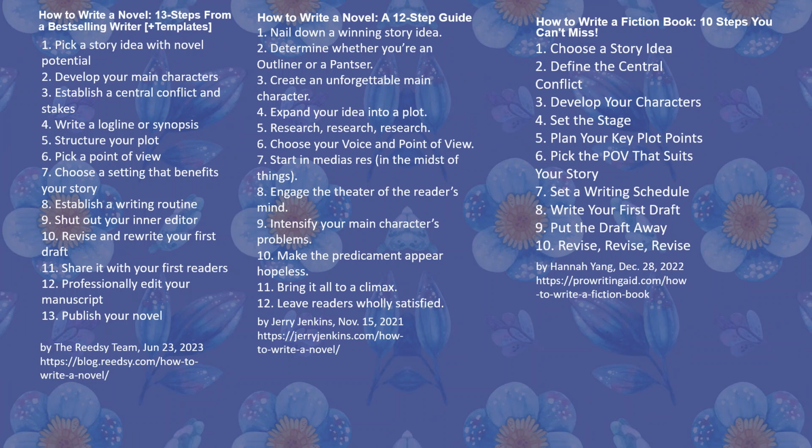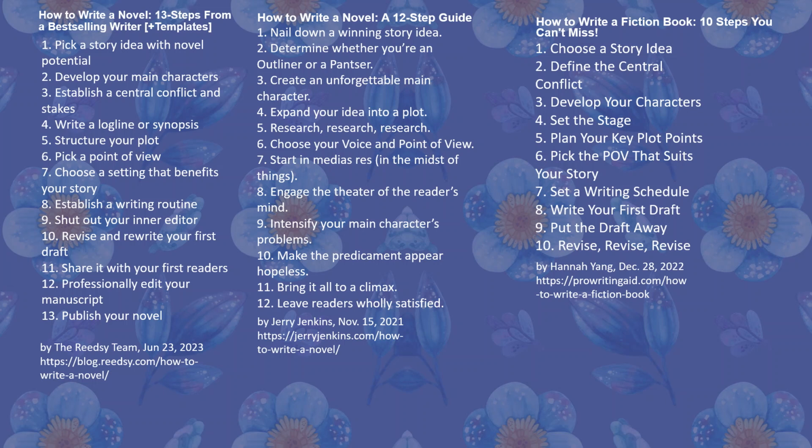So they all start the same. ProWritingAid says choose a story idea. Jerry Jenkins says nail down a winning story idea. Reezy Team says pick a story idea with novel potential. I don't know if they mean by novel as in new potential or as in a novel, a book, or are they putting those 2 together and being kind of quirky? I have no idea. Anyway, see, they all start the same, but the second one is a little different.